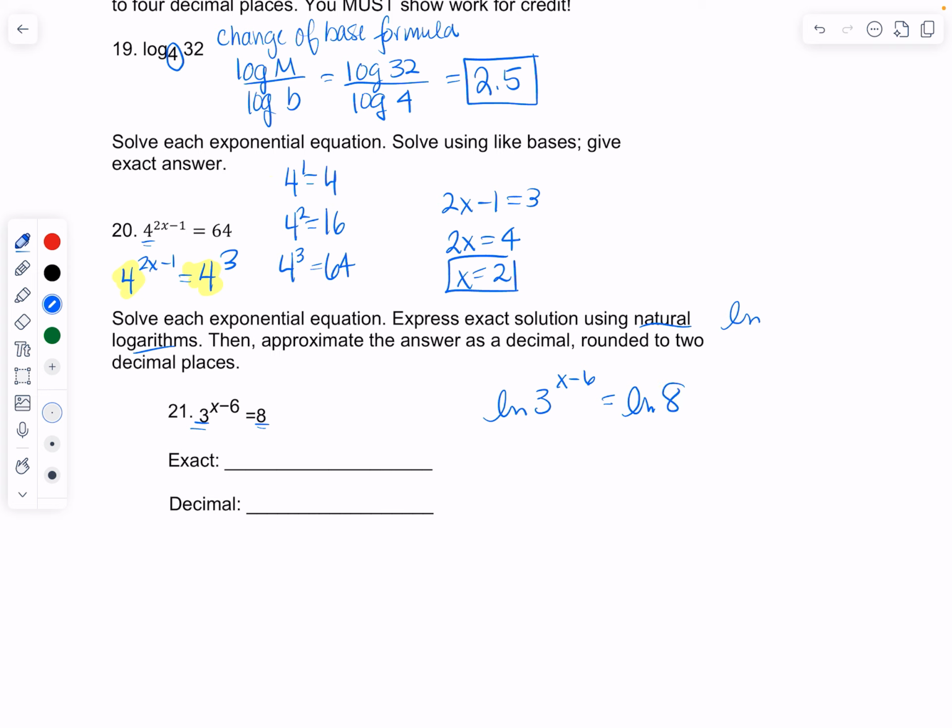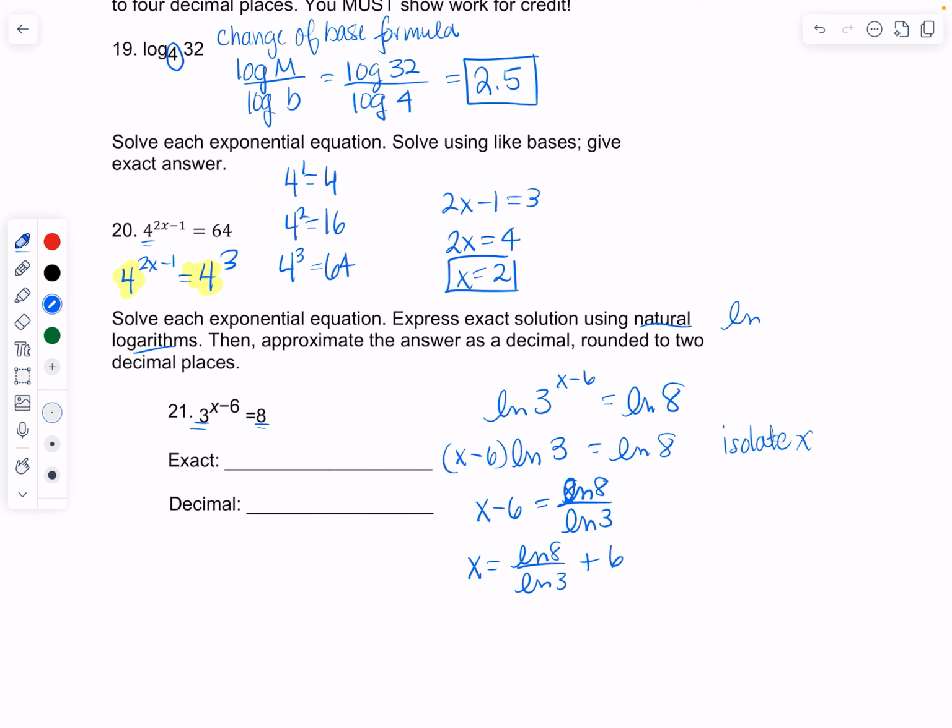All right, I can move the x minus 6 down because I'm in a log. So x minus 6 times ln 3 equals ln 8. Now I want to isolate x. In order to do that, I have to move the ln 3 over to the other side. So this becomes ln of 8 over ln 3. And to finish this up, I'm just going to add 6 to that. So ln of 8 over ln of 3 plus 6.